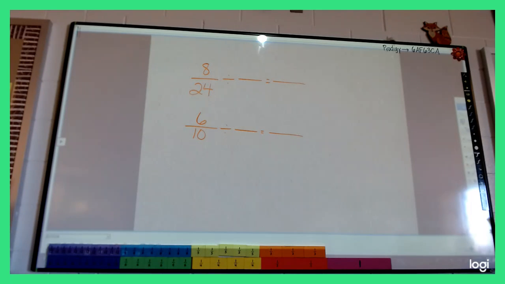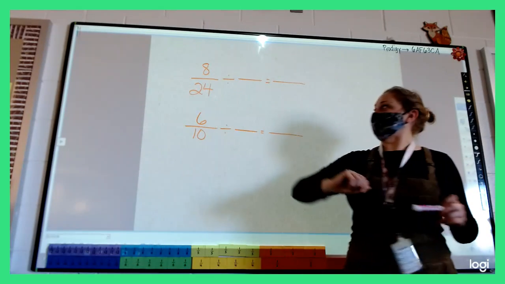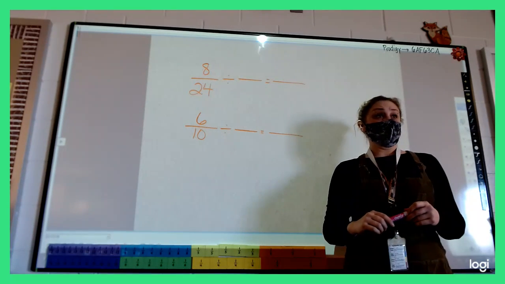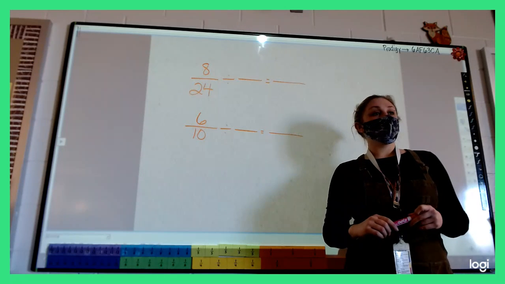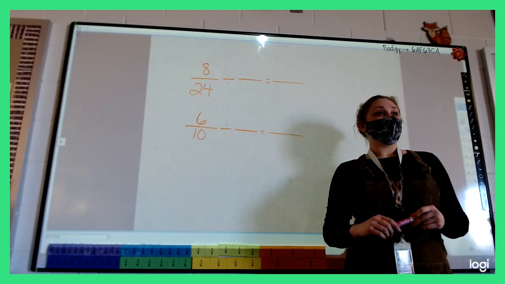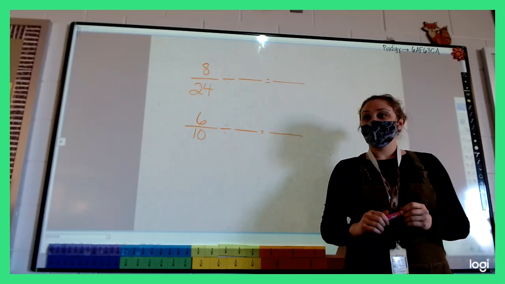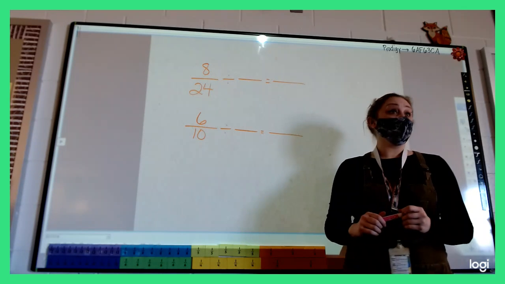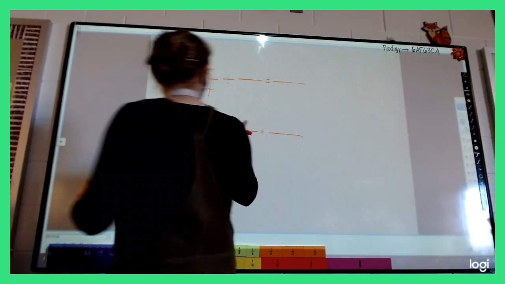Your first thing you're thinking, what are common factors for 8 and 24? What could I divide them both by? Abby? You want to bounce it on? Then you can pick anybody with their hand up. 4. 4 will work. Okay, there are lots of choices for this one. So let's just start with 4.